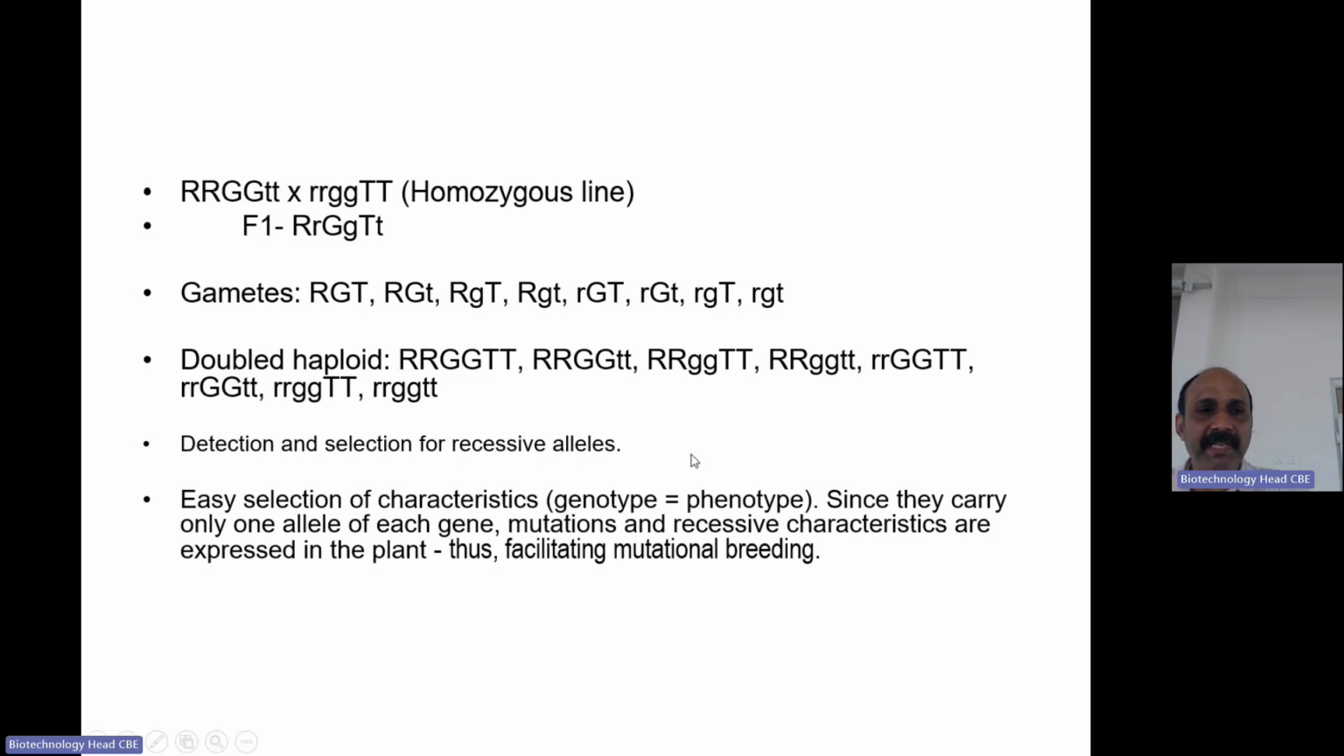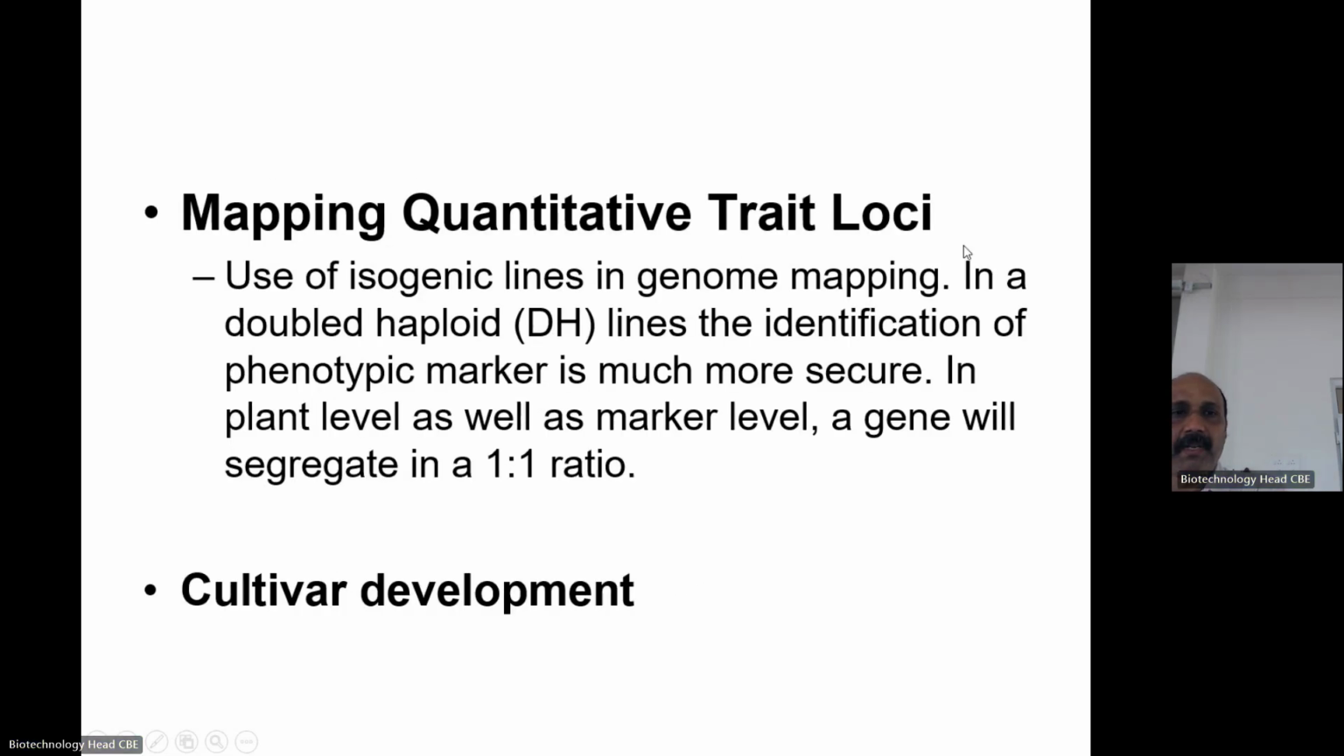It allows reduction and selection of recessive alleles and easy selection of characters, also facilitating mutational breeding. It is also used in mapping quantitative trait loci. Because of the easy production of double haploid lines, QTL mapping will also be much easier, and cultivar development is also much earlier, right?